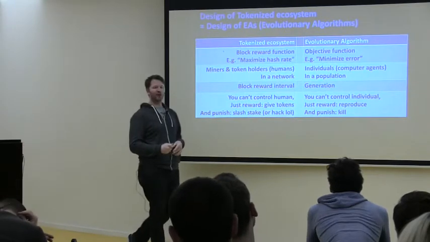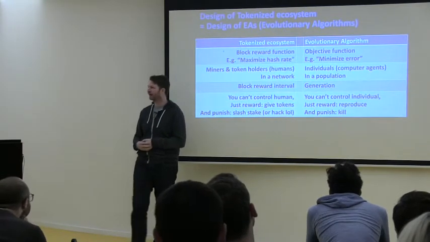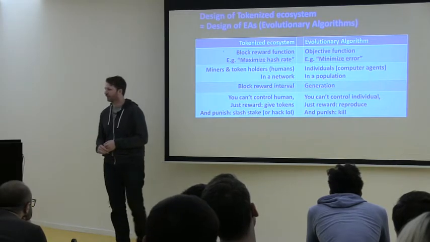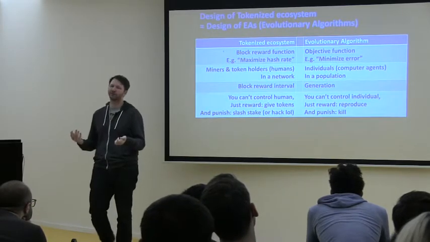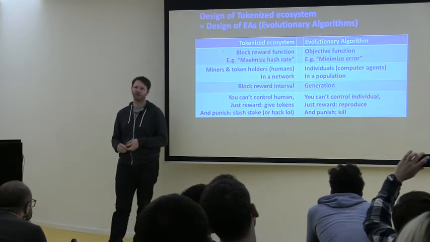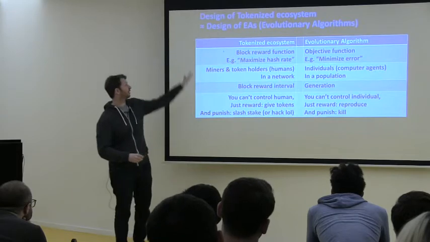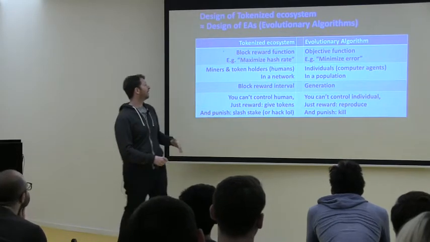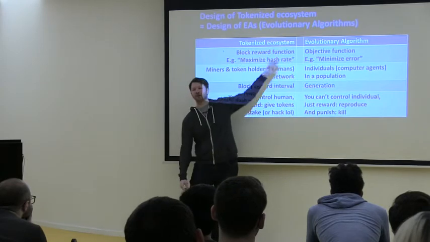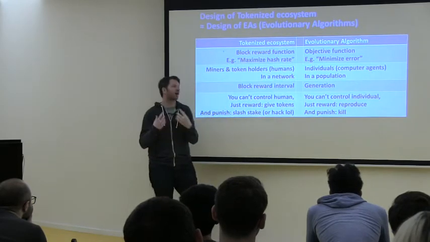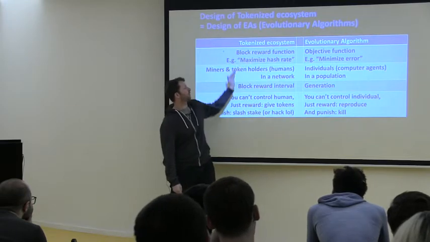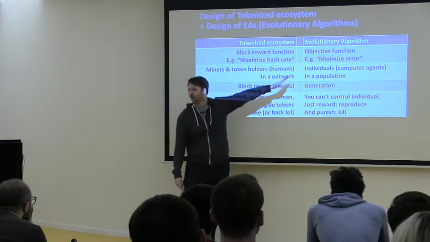Just as a quick aside, I spent a long time in AI, and part of that was designing evolutionary algorithms. I've come to realize that the design of these tokenized ecosystems, these public utility networks, looks a lot like the design of evolutionary algorithms. So on the left side, I talk about the ecosystem. On the right, you've got the EA. On the left side, you've got a block reward function. In an evolutionary algorithm, it's an objective function. So you're trying to minimize or maximize something: maximize hash rate versus, say, minimize error in training a neural network.